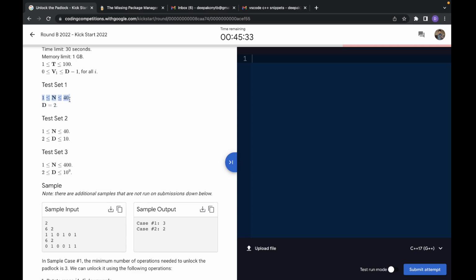And n is also limited to 40. Then your next set, you'll have 40 blocks, and then from 0 to 9 you'll have the digits maximum. And then set number 3, your number of locks or dials is 400, but the value on those dials is from 0 to 10 power 9 minus 1, which is a lot. I mean, you cannot loop over this number in one setting at least.